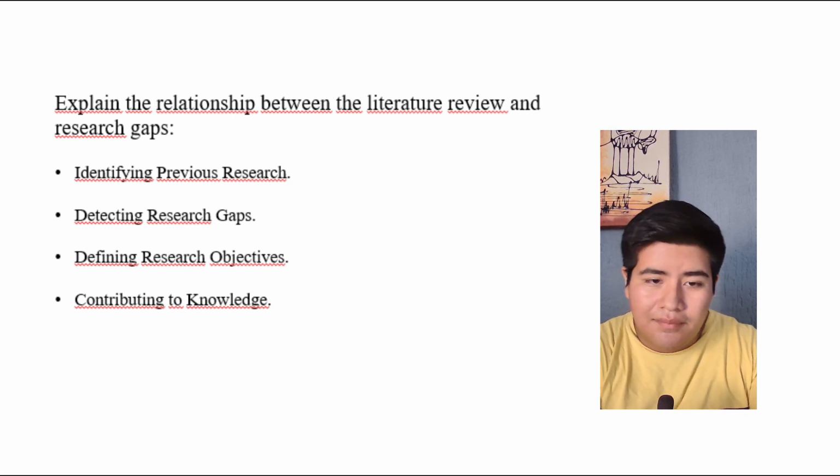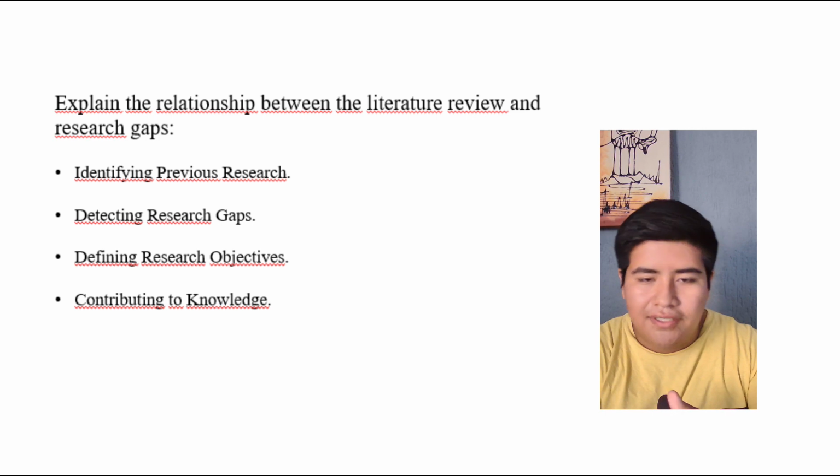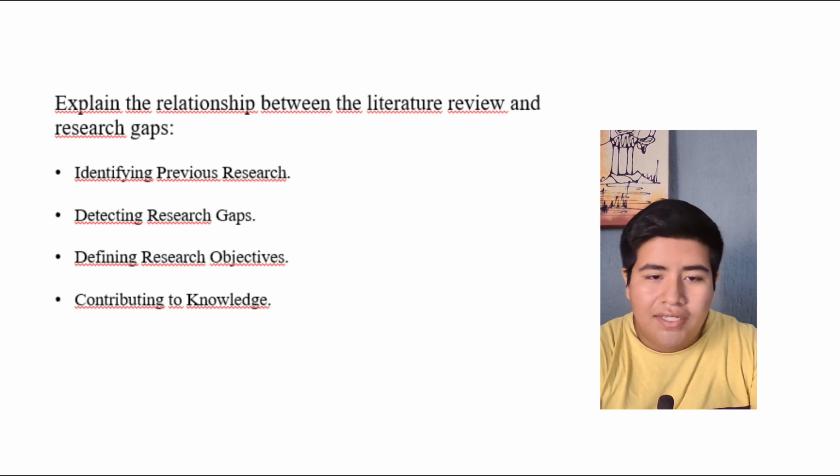And in this second part, we need to identify the previous research, because through a literature review, researchers can identify the main studies, theories, and methodologies that have been used in previous research related to our topic. Then we have detecting the research gaps, which is one of the main purposes of a literature review, because we need to identify gaps or deficiencies in the existing literature, and the gaps represent areas where current knowledge is incomplete or where knowledge is needed.